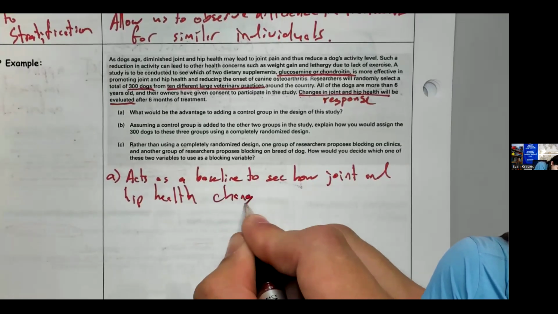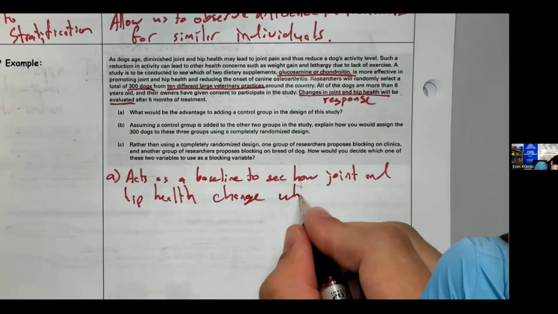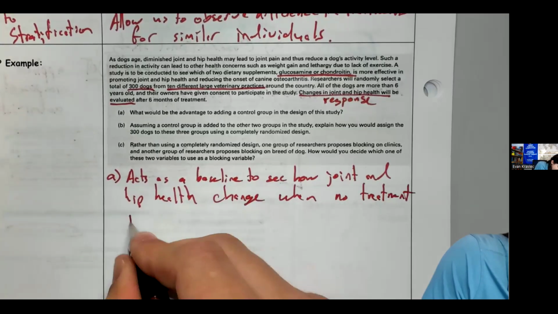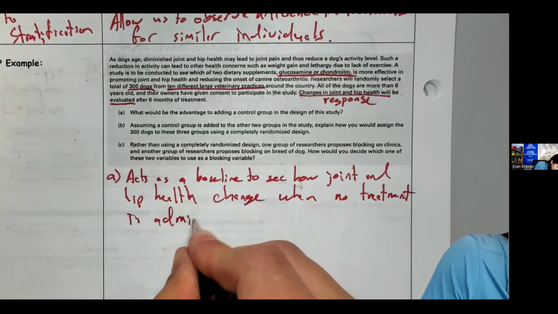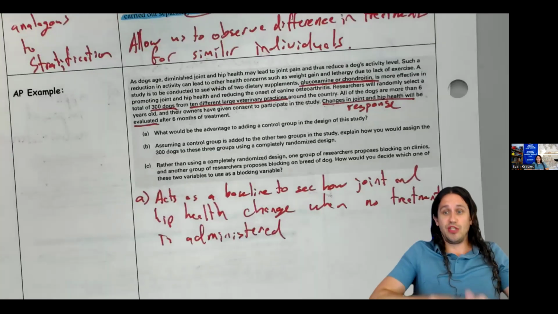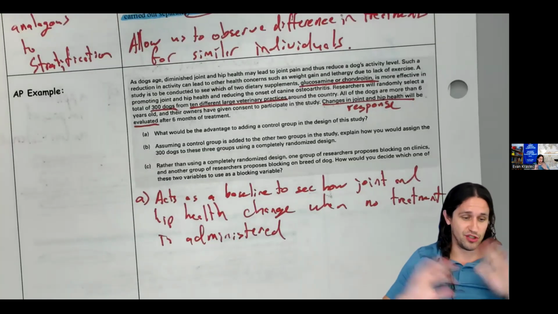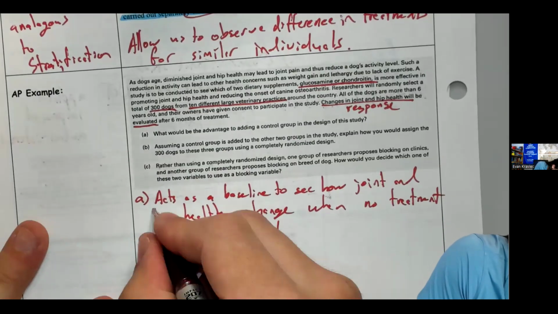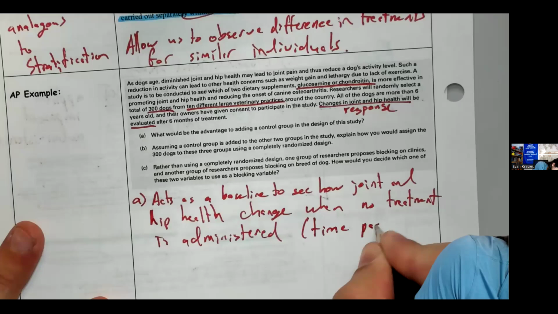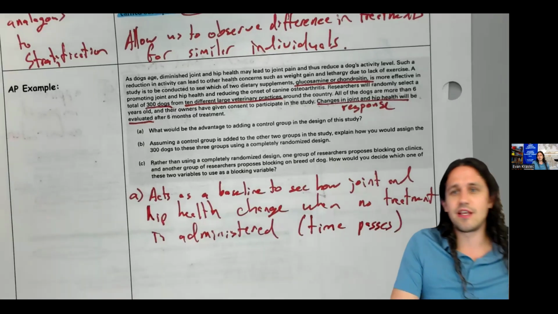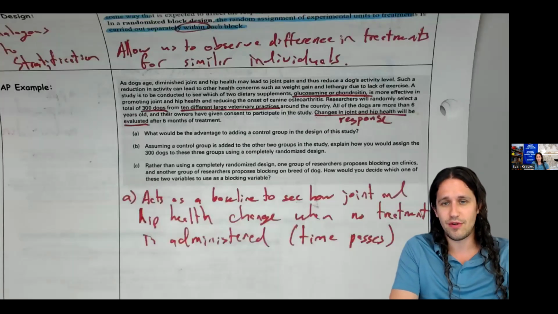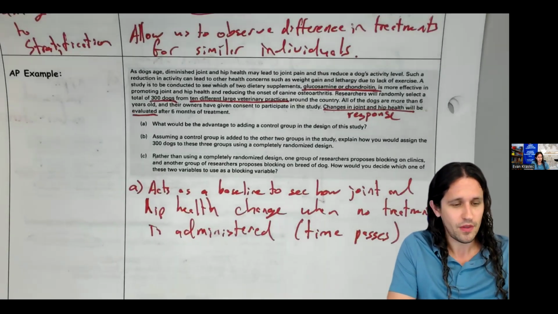Change when no treatment is administered. What happens when time passes? We don't do anything. What happens if we don't do anything? Time passes. We're seeing what's the effect of the passage of time. What do dogs' joints do if we don't do anything?